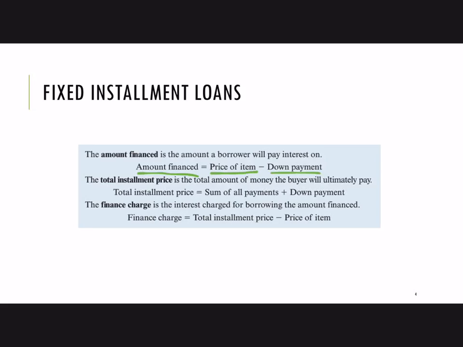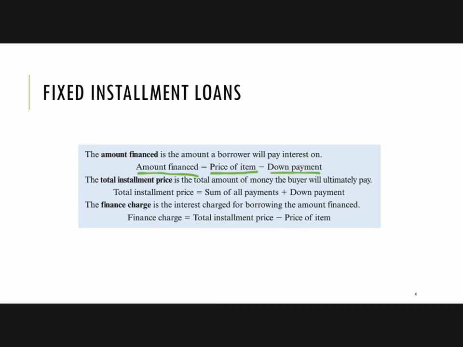Then the total installment price is the total amount of money that the buyer will ultimately pay. So one way to find this is to add up all of the payments as well as the down payment. Basically it's all of the money going towards this item, whatever it is. Then the finance charge, that's another word for interest.